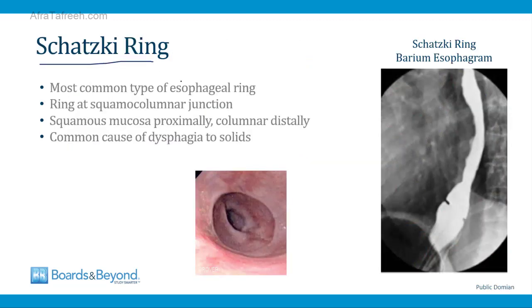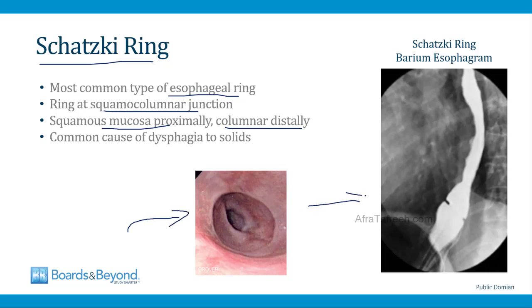A Schatzki ring is the most common type of esophageal ring. These develop distally in the esophagus just like most rings, but they occur at a specific spot called the squamo-columnar junction. This is where the squamous mucosa of the epithelium converts to columnar mucosa. So in these rings, the proximal portion of the ring has squamous mucosa, and the more distal portion has columnar mucosa. This is a picture of what one looks like on endoscopy.